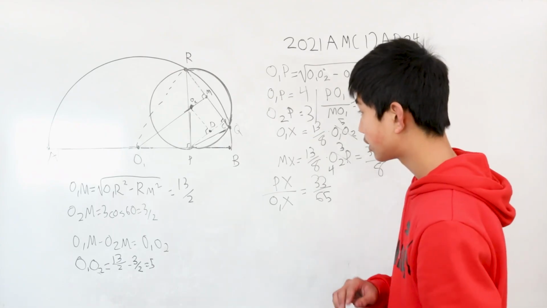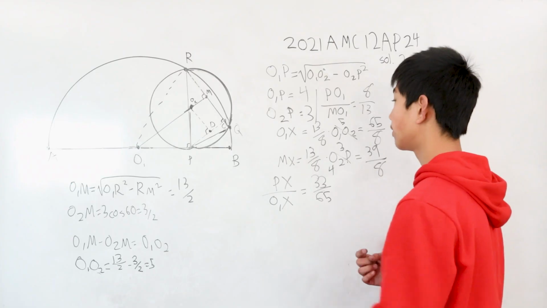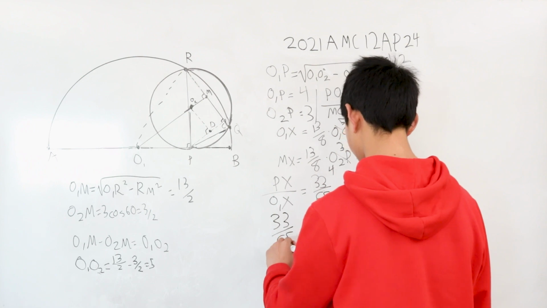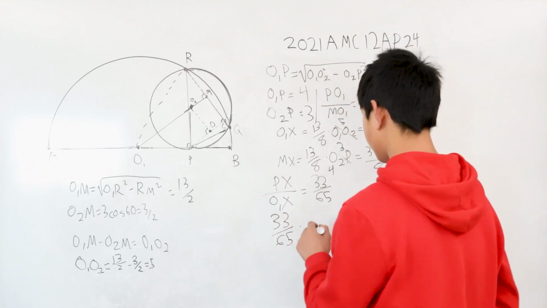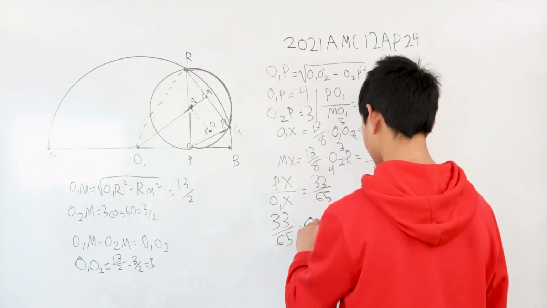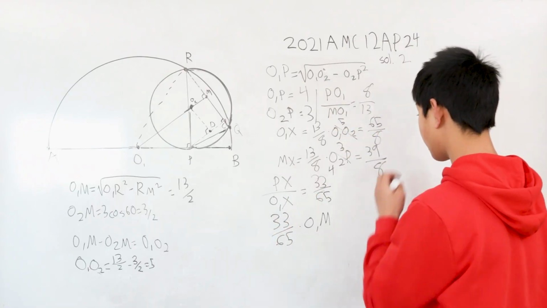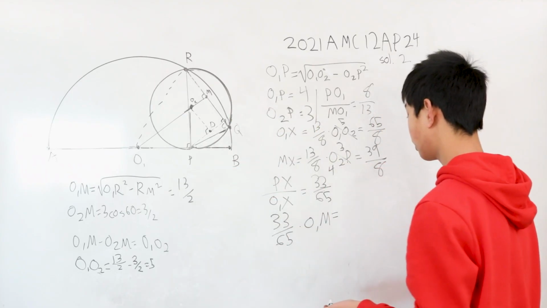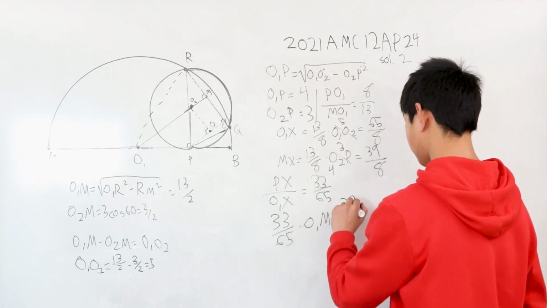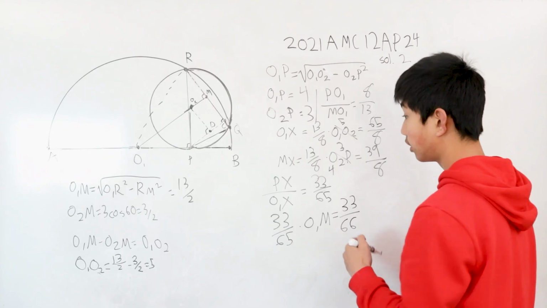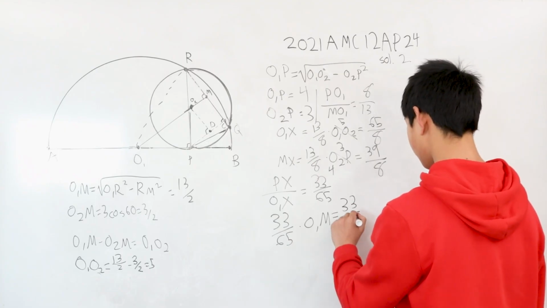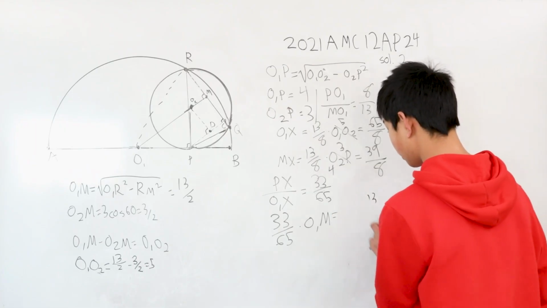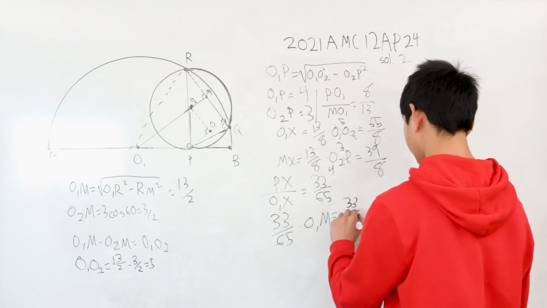So now that we have this, we can finally denote an equation for the base. The base is going to be 33 over 65, and then you're going to be multiplying it by a ratio of O1M, because this is the thing you found here. So to get our base length, O1M is, well, that is 13 over 2, as we have shown earlier. So this is 13 over 2. And then 33 times 13 over 2, over 65, gets us to a length of 33 over 10.